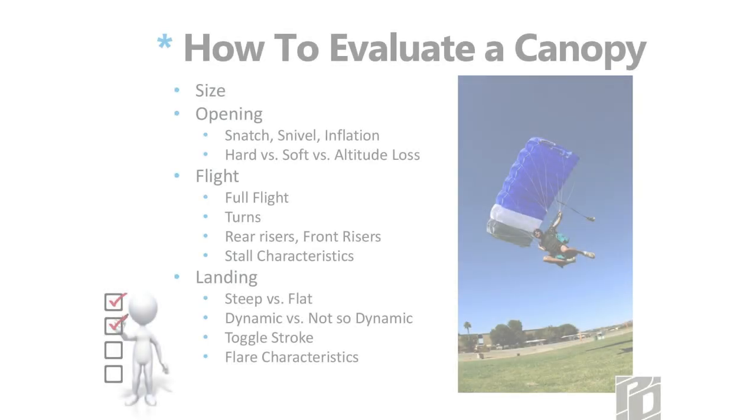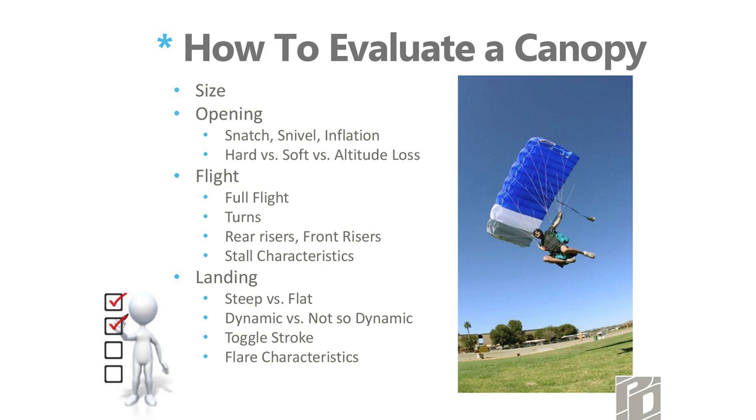Landing. So I kind of simplified this to, you know, you have some canopies that are a bit steeper and you have some canopies that are a bit flatter. Some canopies come in, they have a very dynamic, and we'll tie steep to dynamic, meaning comes in with a bit more speed, and as you start to pull down on the toggles, that pitch into level flight is quite a bit more pronounced, kind of cruises across the ground, and as you finish off your flare, it stops.